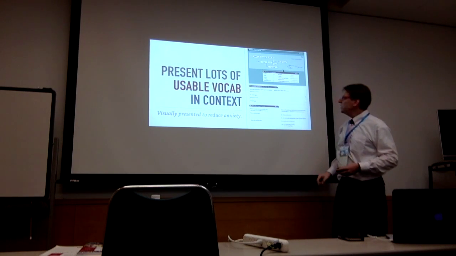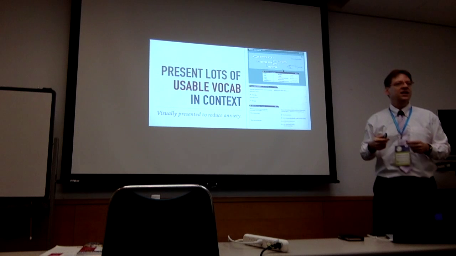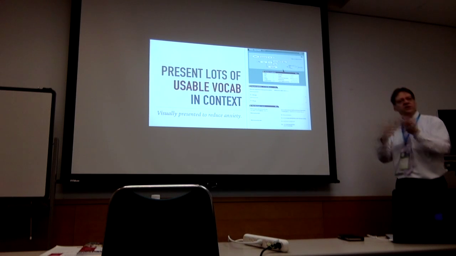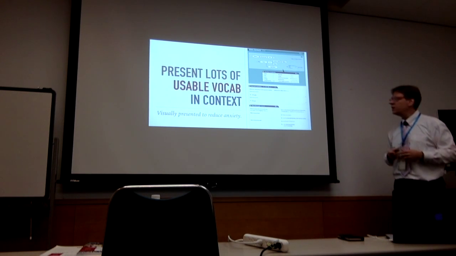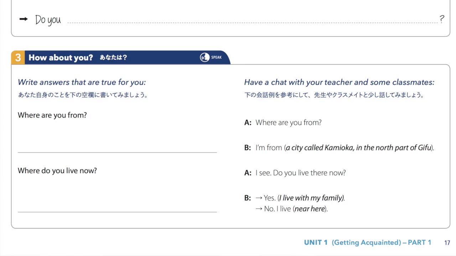topics. Okay? And then the next stage, we're focusing on varying the questions. So we look at the open form of the question, where are you from? And then the closed form of the question, are you from Doko, right? And so students are learning both open and closed at the same time. They're given time to personalize the model sentences and then practice in a very simple conversation. I'll show you more about this later.